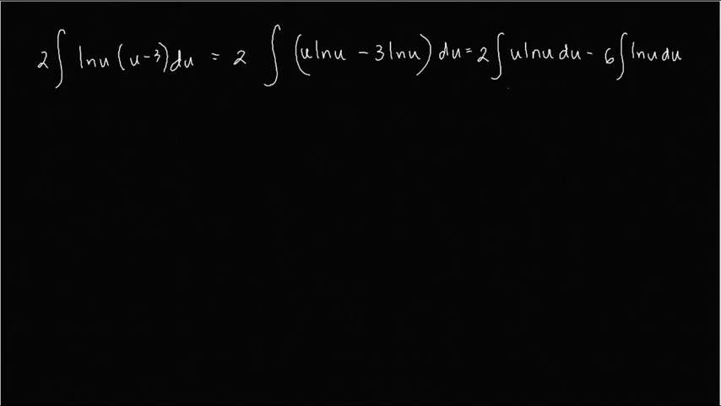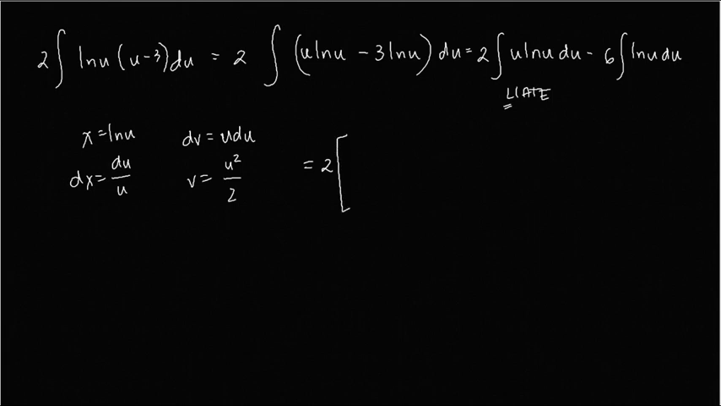So, again, using LIATE, unahin natin pangalanan yung logarithmic. So, we have, let's say, x equal to ln of u. So, that dx is equal to du over u. And dv is equal to u du, so that v is equal to u squared over 2. This will be equal to what? 2 times the quantity xv, that is u squared over 2 ln of u, minus the integral of v dx.